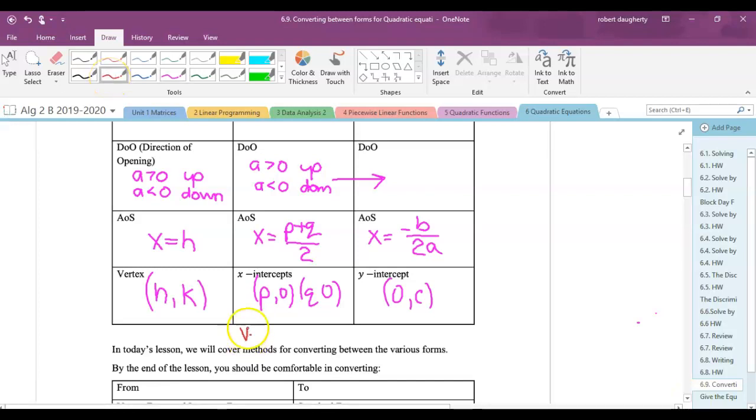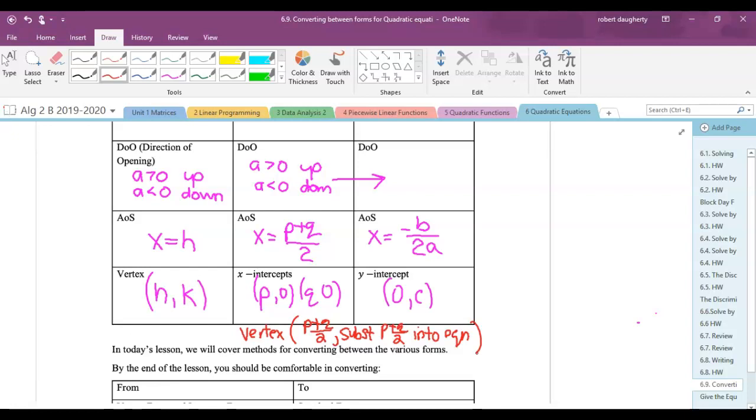So how do I find the vertex in this form? What is the x value of the vertex? Yeah, so it's (p plus q) over 2. That is the x value of the vertex. How do I find the y value of the vertex? Yeah. So the vertex is going to be (p plus q) over 2, and then you have to substitute (p plus q) over 2 into the equation. So that's how you find the vertex. (p plus q) over 2 is the x value. Substitute (p plus q) over 2 into the original equation to get the y value.